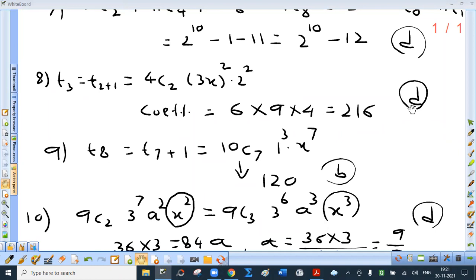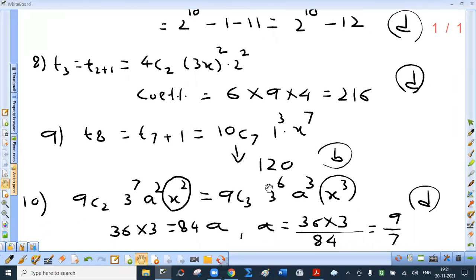Ninth, the coefficient of the 8th term in the expansion is, so what is that? T8 is T(7+1), 10C7, 1^3, x^7. So this is the coefficient part. 10C7 comes out to be 120. Correct option is B, Bombay.